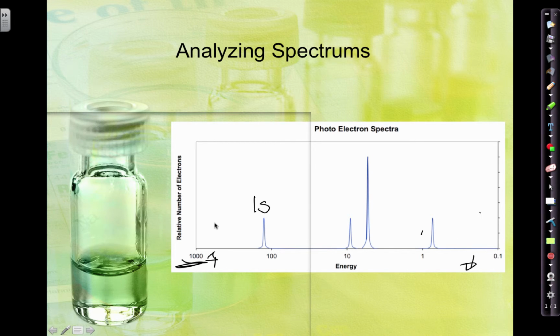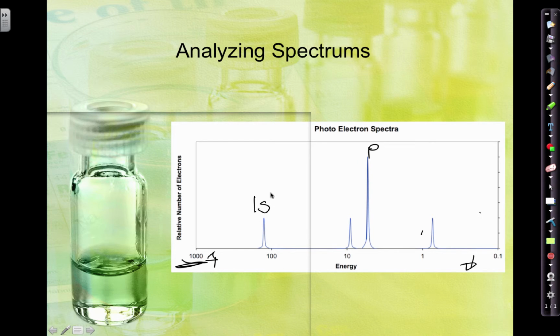So if I look at the relative number of electrons and you look at the height of the peak, well, this one is higher. Since this one's about 3 times as high, that's going to be a p sublevel. All right? So basically, the easiest thing to do is to find where the 1s electron should be and then just write your configuration from that point.